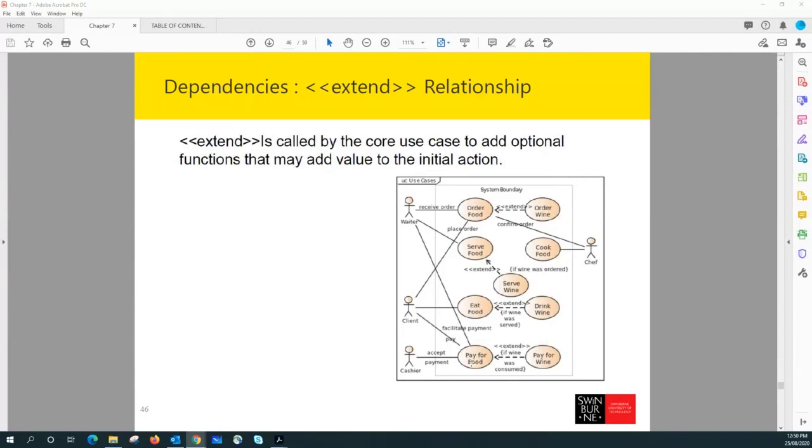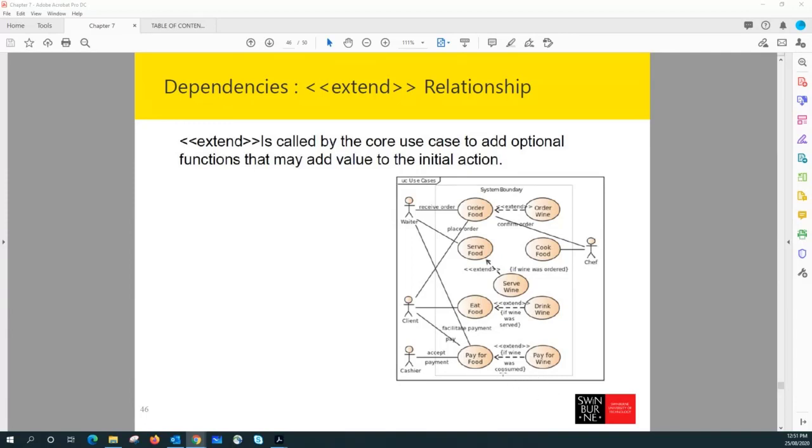So the pay food use case is activated by two actors, here the cashier and the client, right? So what do you mean by pay for food? It means the client is paying using the system, and then the cashier receives or accepts the payment using the system. That's what we mean by that.